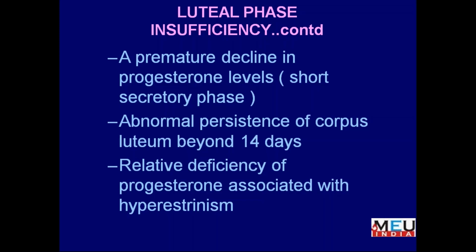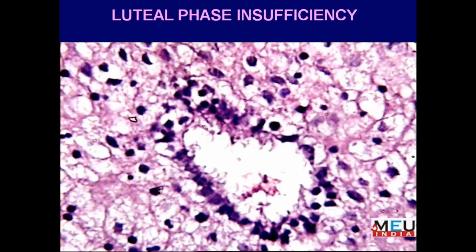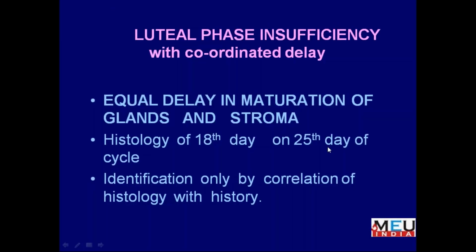The corpus luteum may sometimes persist for more than 14 days, and there could be a relative deficiency of the progestational phase associated with hyperestrogenism. Now, this is a slide of luteal phase deficiency. If you see the stroma, it is inadequate, and the glands which have been formed are also quite inadequate. The nuclei are still in the basal region, and there could be incoordinated or coordinated delay in the maturation of the glands and the stroma.